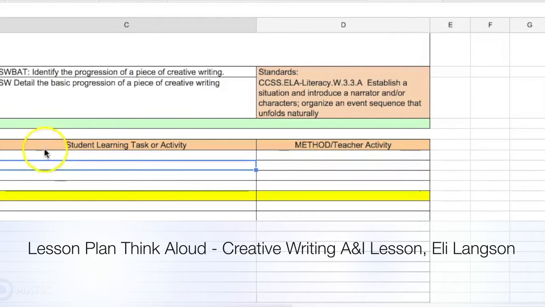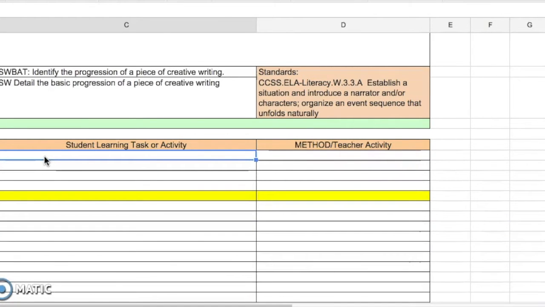Okay, so I am teaching my students a lesson on creative writing, third grade. So my SWBAT, identify the progression of a piece of creative writing, and my assessment, students will detail the basic progression of a piece of creative writing.